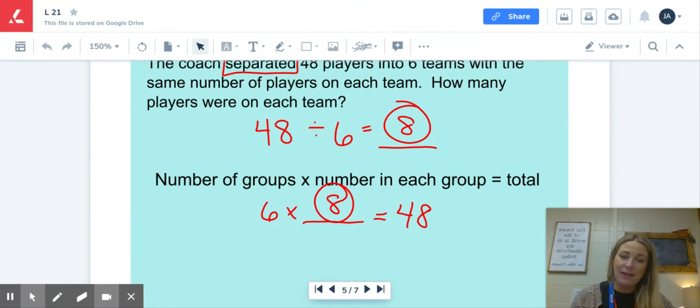If you think about it like that, here's what you're thinking. 6 equal teams times how many people, this was blank, how many people on each team is going to give me my 48 total players. And again, 6 times something equals 48, and I get the 8 players on each team.